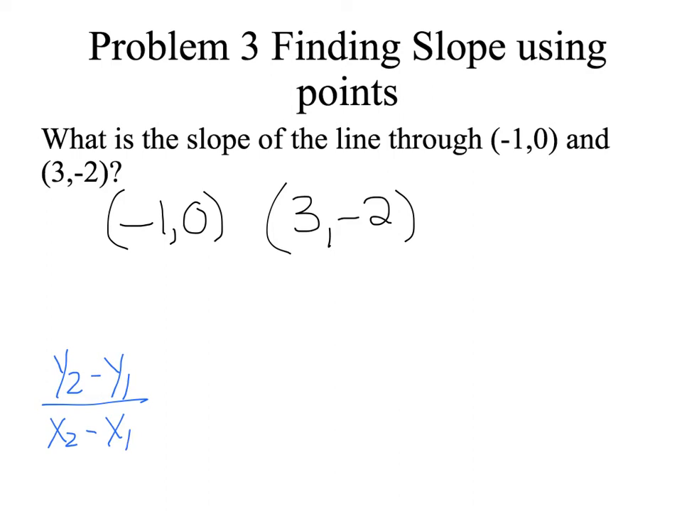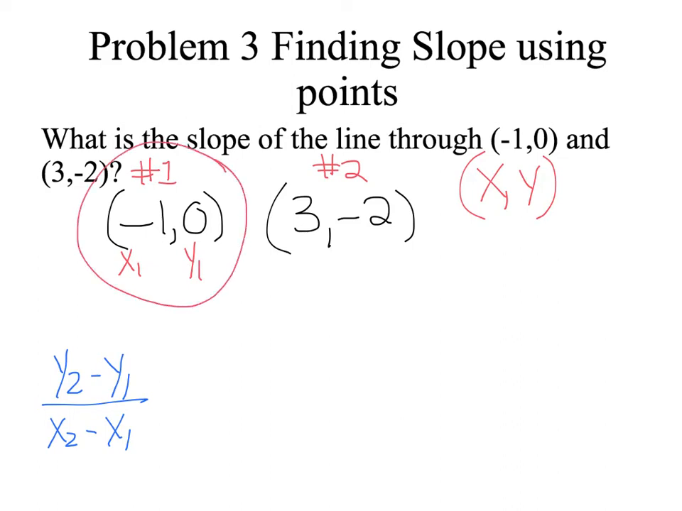How we get those values: this right here is your first ordered pair, so this is ordered pair number 1, and this is ordered pair number 2. In every ordered pair, the first number is your x value and the second number is your y value. So this is x1 and y1, because they both came from ordered pair number 1. This is ordered pair number 2, so x2 and y2. Then you just take those numbers and substitute them into the formula.